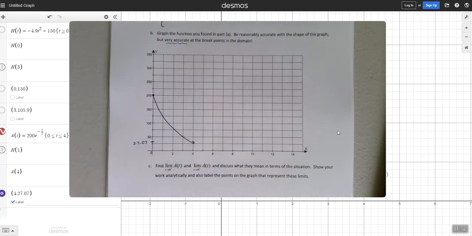And once you've got your graph drawn and labeled very accurately, this last question should be pretty easy. You should be able to actually find those limits just by looking at your graph. So I'm going to leave you there to complete this assignment, and we'll be back next time. We'll be starting Unit 2.